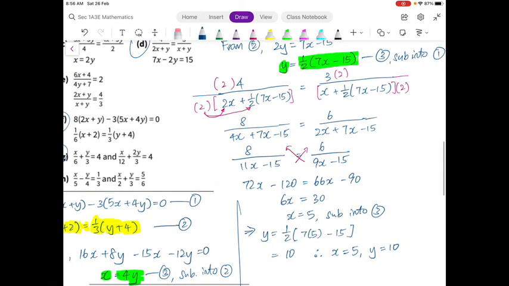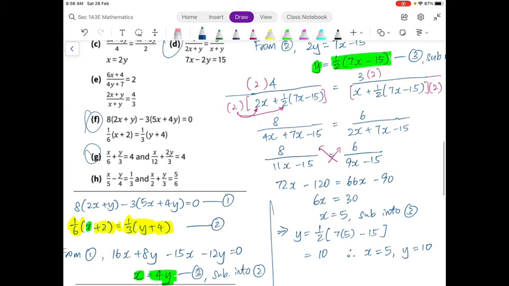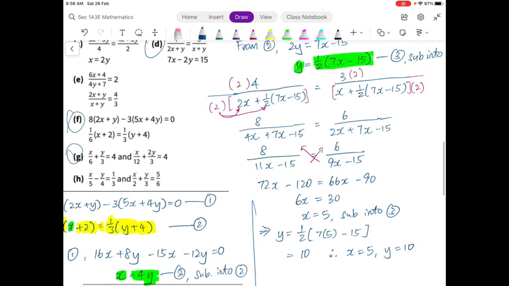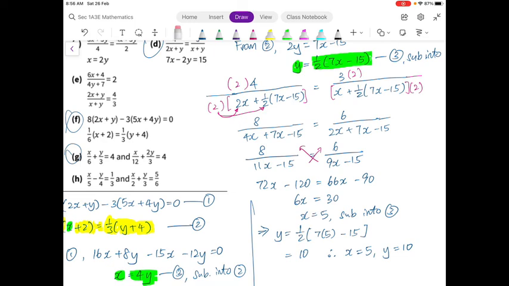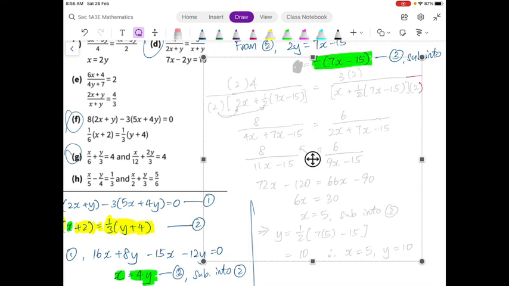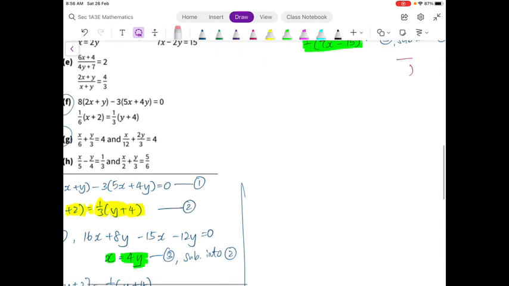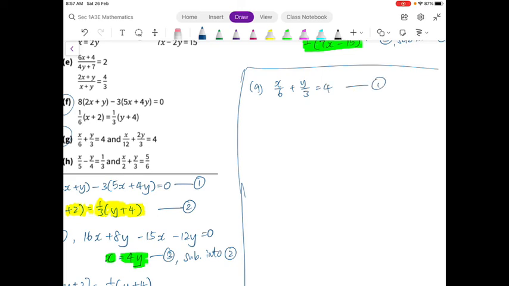And we have one last question, which is part G. I'll just erase this chunk. Now in part G, we have two fractions. So x over 6, y over 3 equals to 4. First equation. Second equation, x over 12, 2y over 3 equals to 4.